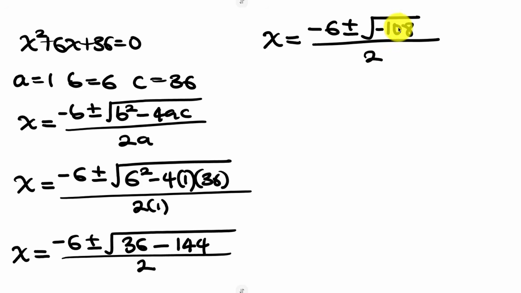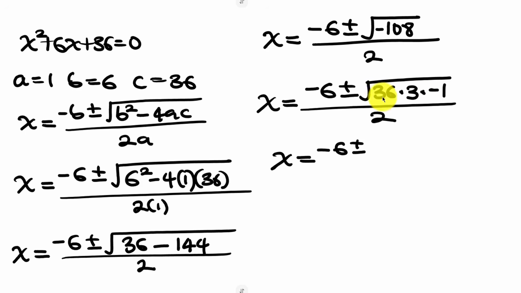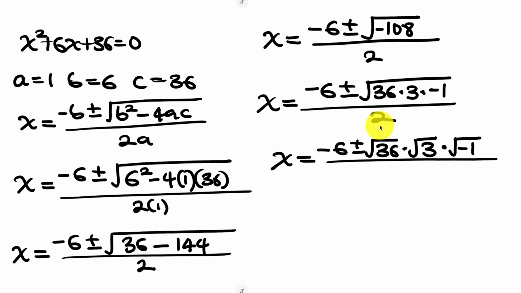Very good. Now let's simplify what we have inside of this radical. So x will be equal to negative 6 plus or minus the square root of negative 108, which is the same as 36 times 3 times negative 1, all over 2. Very good. So this becomes x equal to negative 6 plus or minus. Now I'm going to be separating this. So this will be the square root of 36 times the square root of 3 times the square root of negative 1, all over 2.